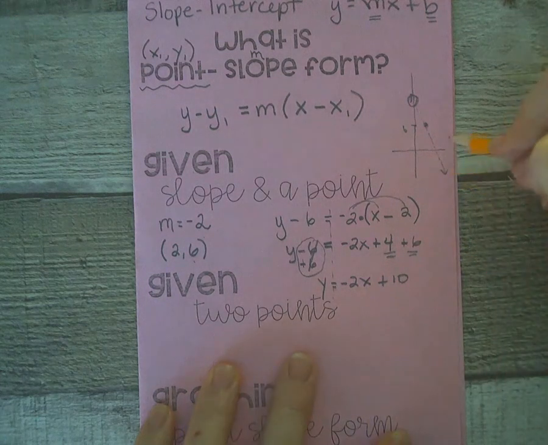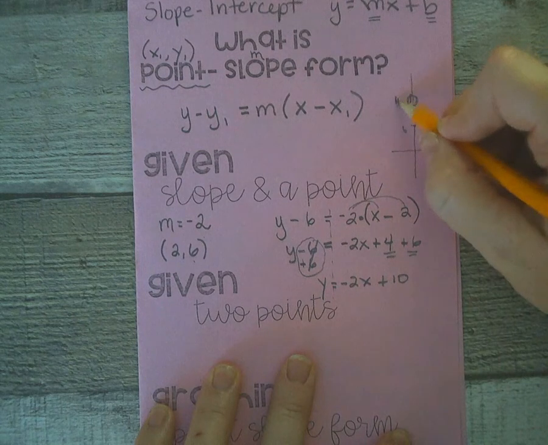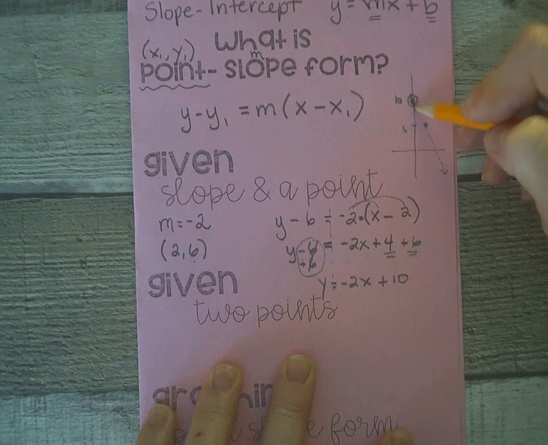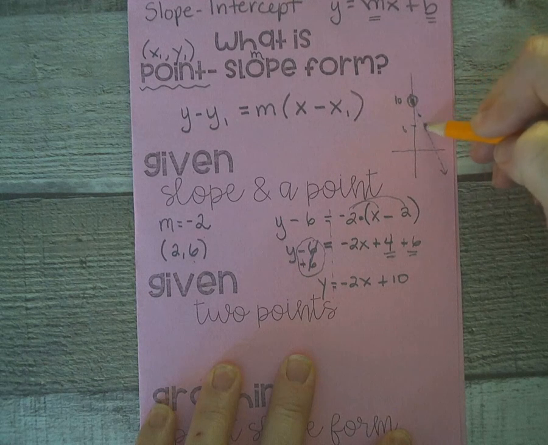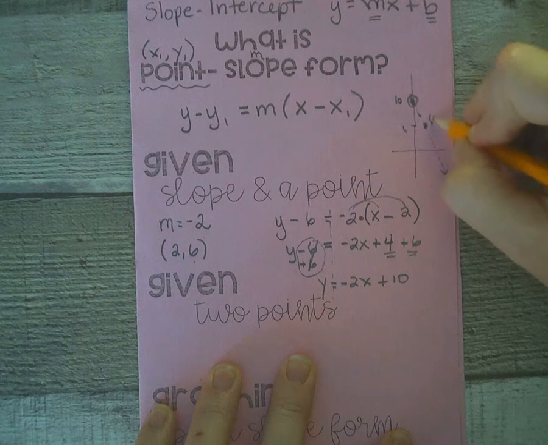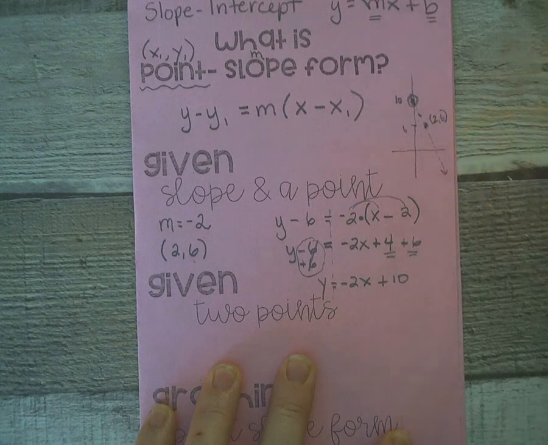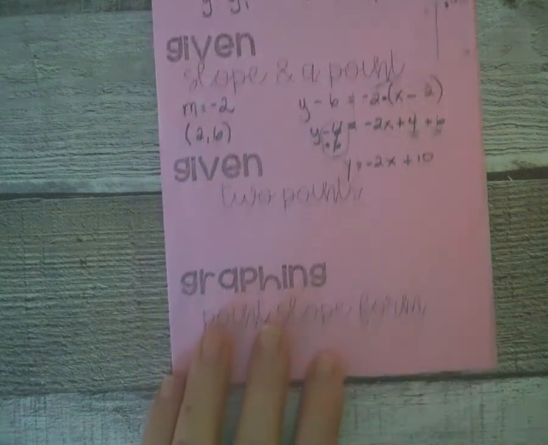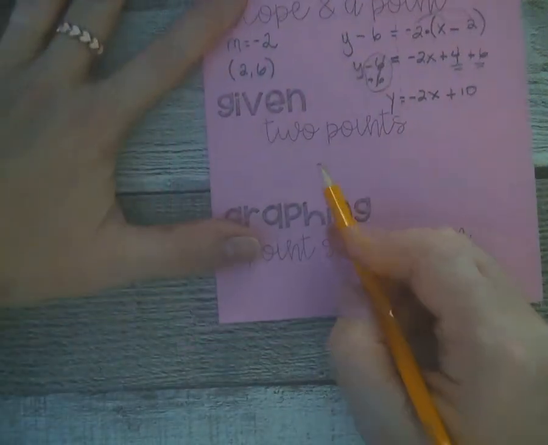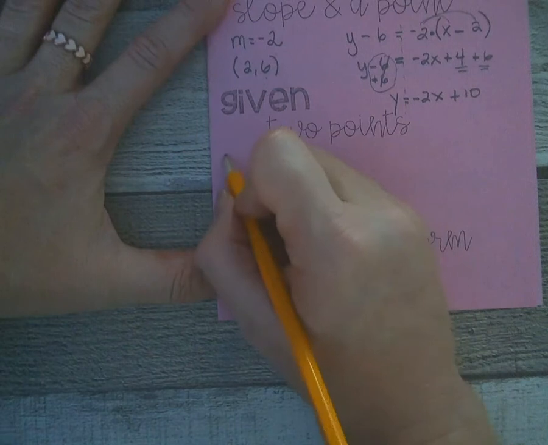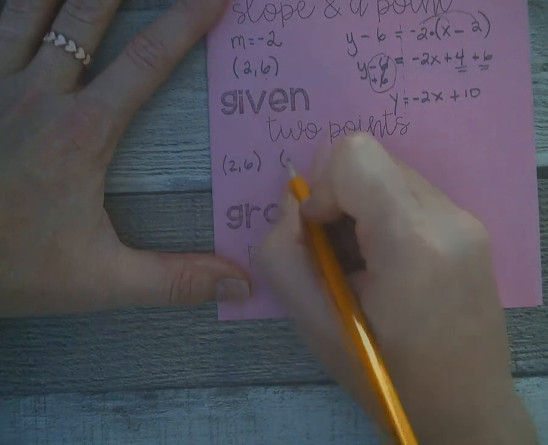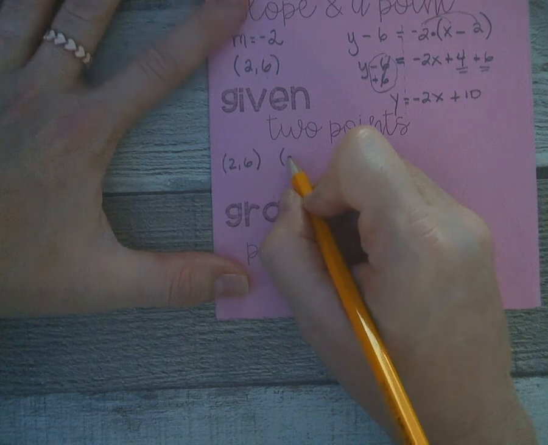Now if we look up here to our prediction, that makes sense, that our y-intercept is way up here at 10, and we are going down 2 over 1. Down 2 over 1. And that's why we hit the point (2, 6). Okay? All right, if we are given 2 points on a line, so let's say that we don't know the slope, but we are given these 2 points.